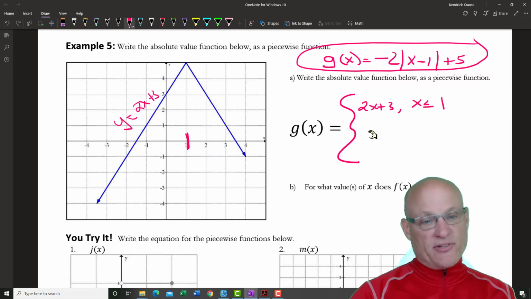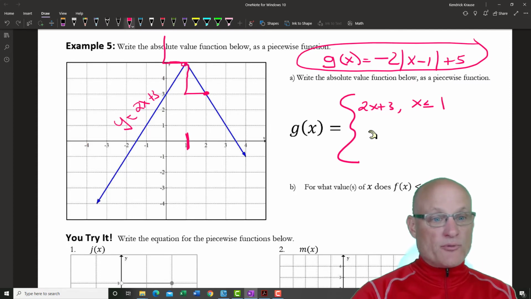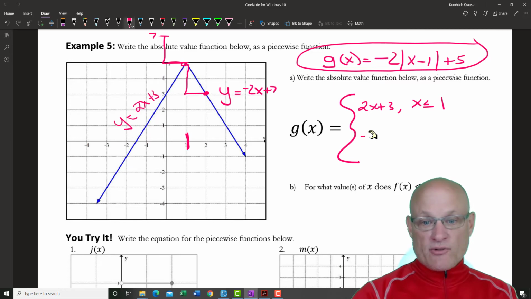Now this next piece isn't quite as easy because we don't know exactly what the y-intercept is, but we could figure it out pretty quick. Over 2 up 1. I'm here at 5. So over 1 up 2, over 1 up 2. So my y-intercept up here would be 7. So this is the line y equals -2x plus 7, and we're going to do that for all values, x is greater than 1.